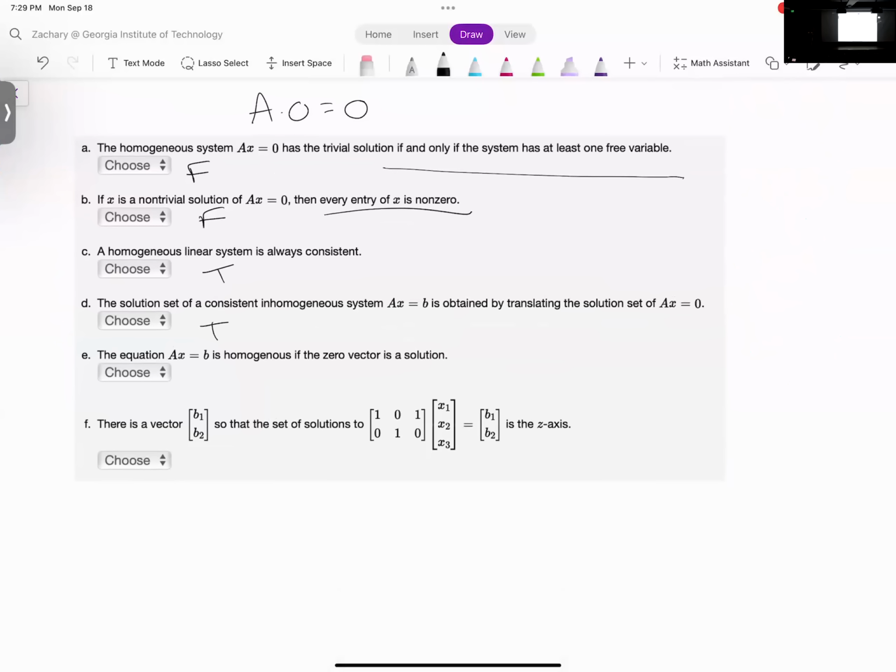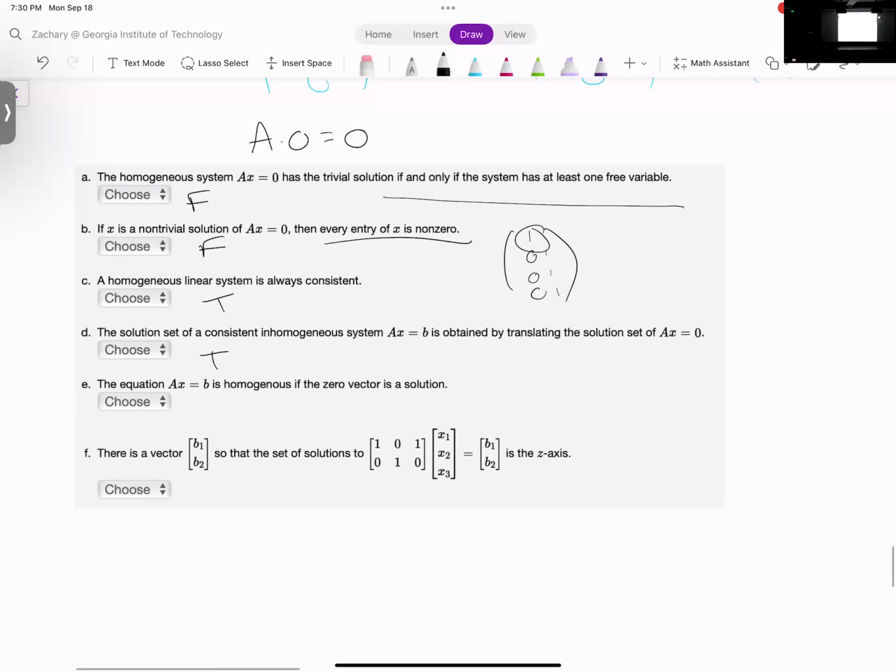B. If x is a non-trivial solution, then every entry of x is non-zero. It's just asking the definition of being non-trivial. To be non-trivial means you have a non-zero entry, not all non-zero entries. So x is non-trivial. Does that mean that all of these numbers have to be 1 instead, or can they be 0 as well? They can be 0 because we still have this 1 up top. We just need one number to not be 0. We don't need all numbers to not be 0.